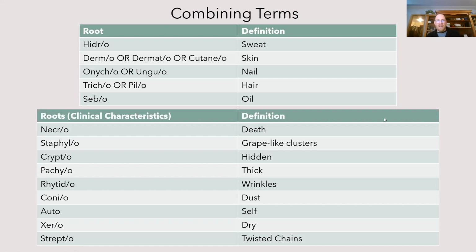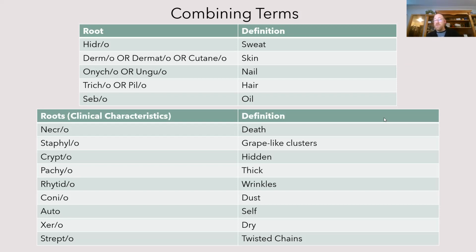Okay, let's get into a little bit more roots here. Combining terms, particularly talking about the skin and nails. Hydro is the root for sweat. Hyperhidrosis, people that sweat a lot, right? Derm-o, combining vowel, dermato, combining vowel, cutaneo, all relate to skin. Onychio, right? Or ungo. Those are a little harder to pronounce, but that is the root and the combining vowel for nail.